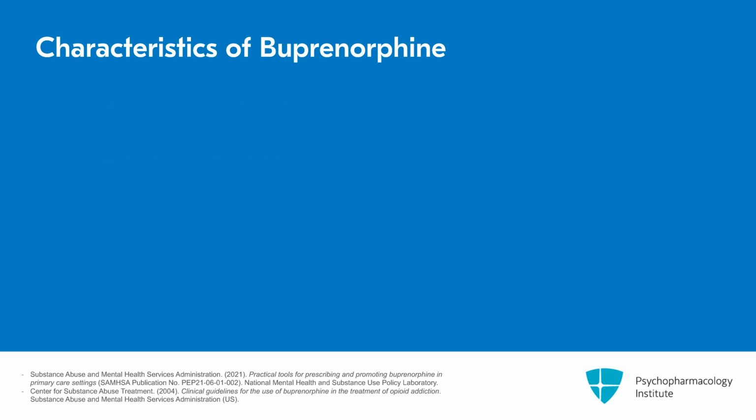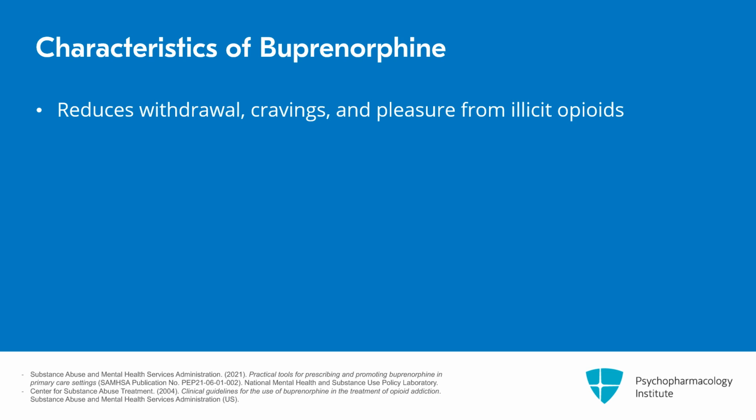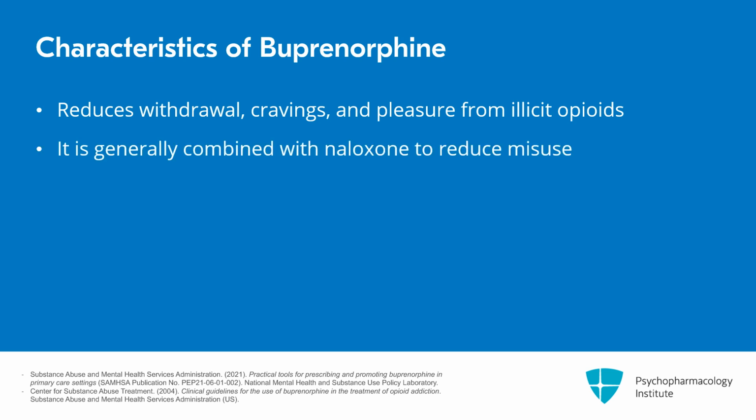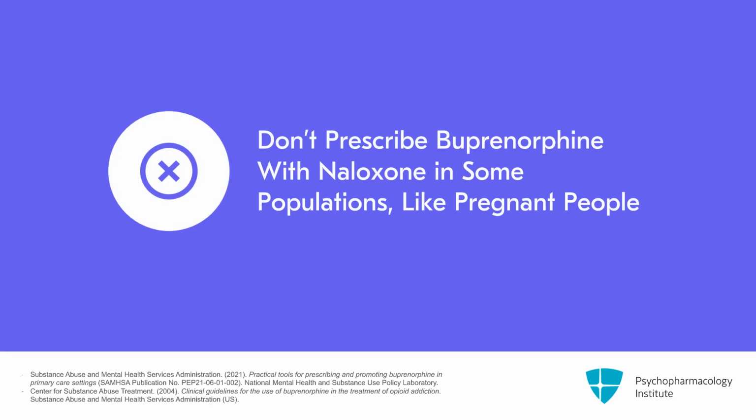To expand more, buprenorphine can satisfy opioid receptors so that withdrawal and cravings are reduced and illicit opioids are no longer pleasurable. Generally, buprenorphine is combined with naloxone to reduce misuse, for example, injecting the medication. Today we will be primarily discussing the combined buprenorphine-naloxone sublingual to keep the discussion simple. However, note for some populations like pregnant people, it is not appropriate to prescribe buprenorphine with naloxone. It must just be buprenorphine.